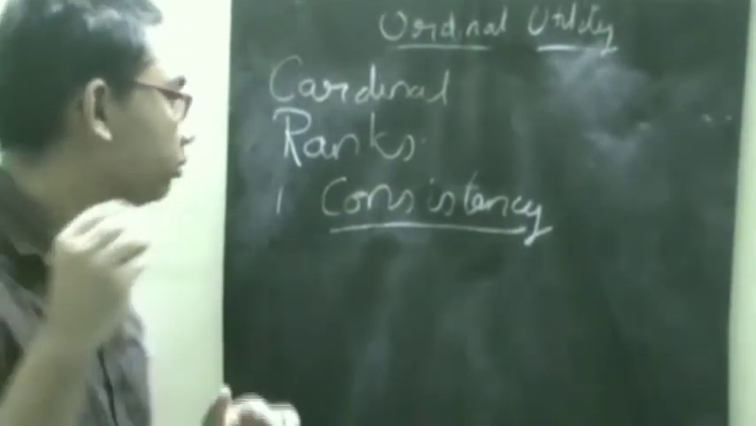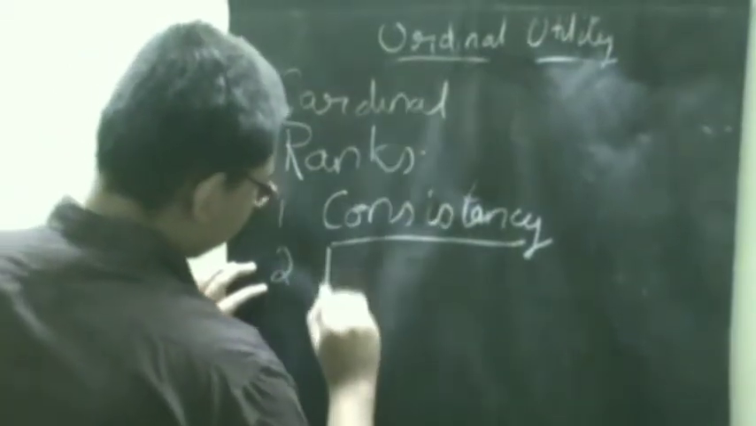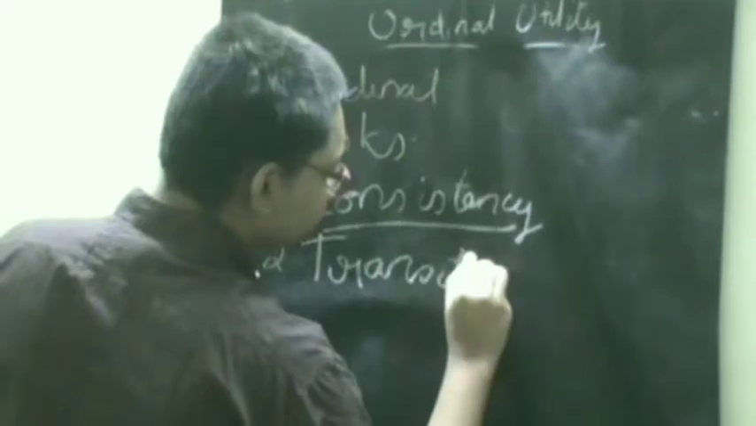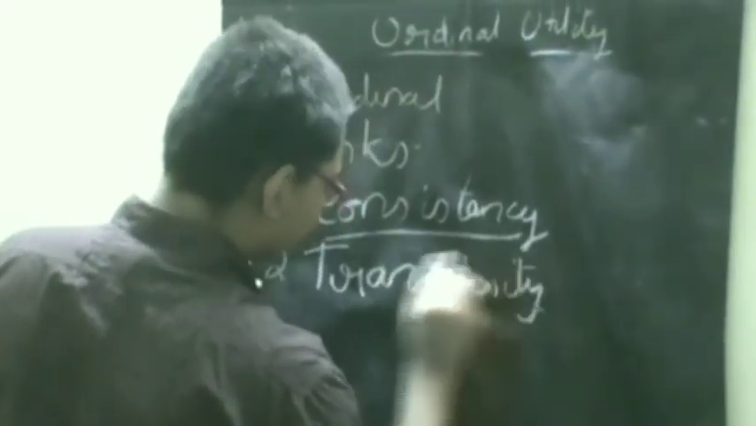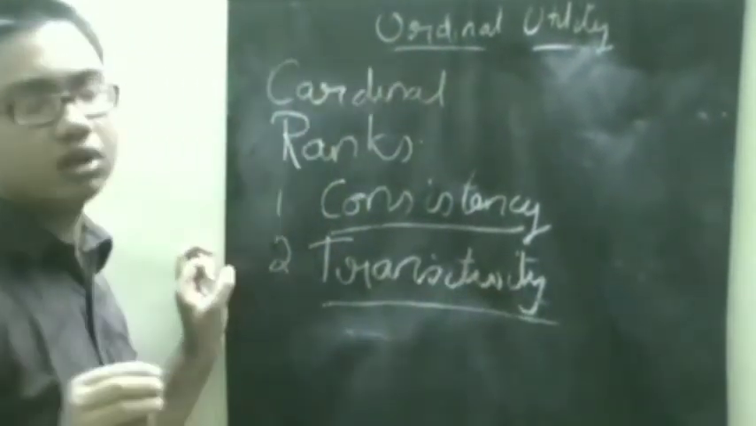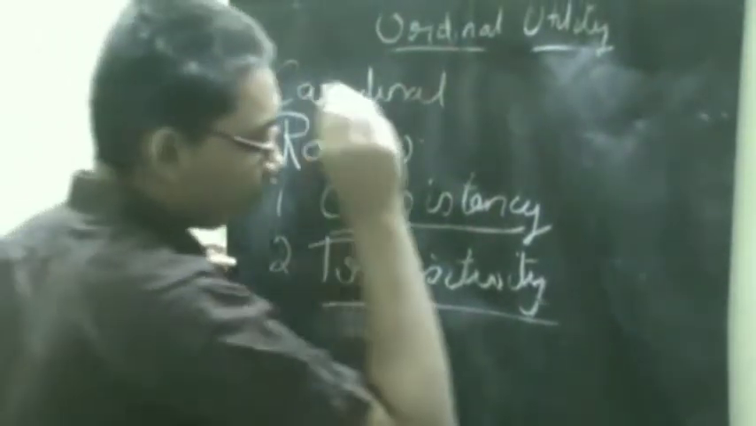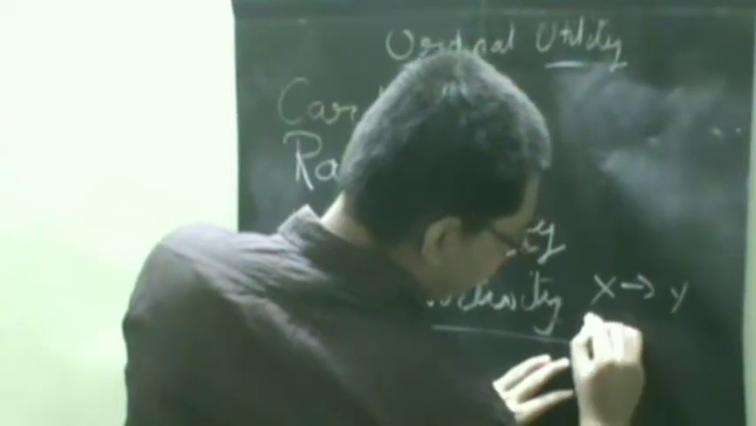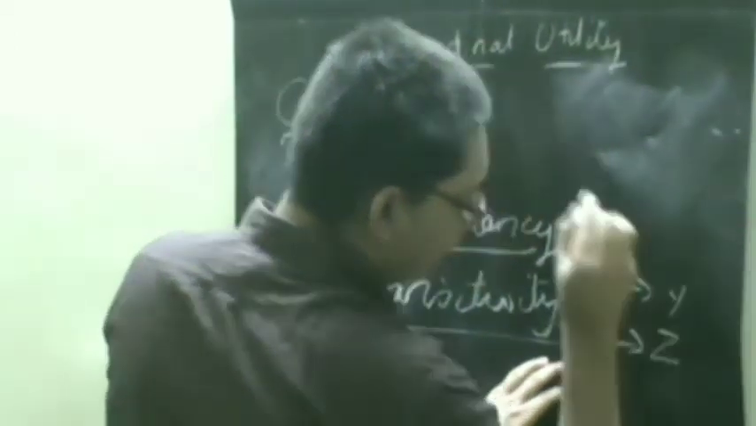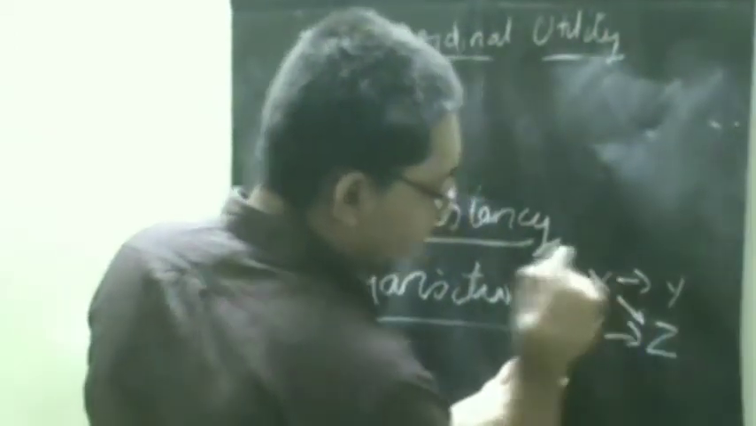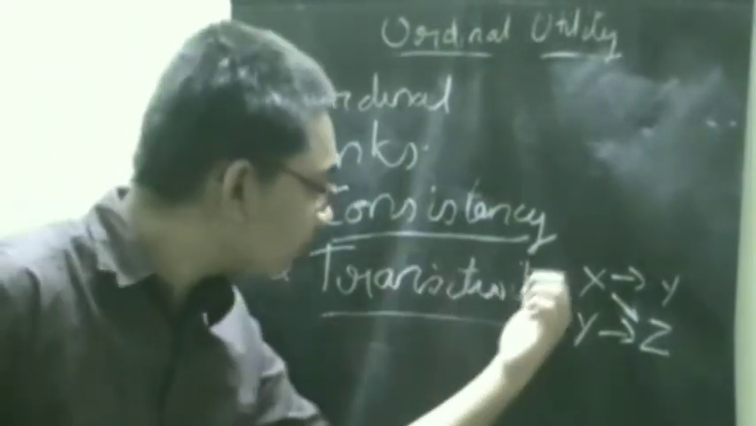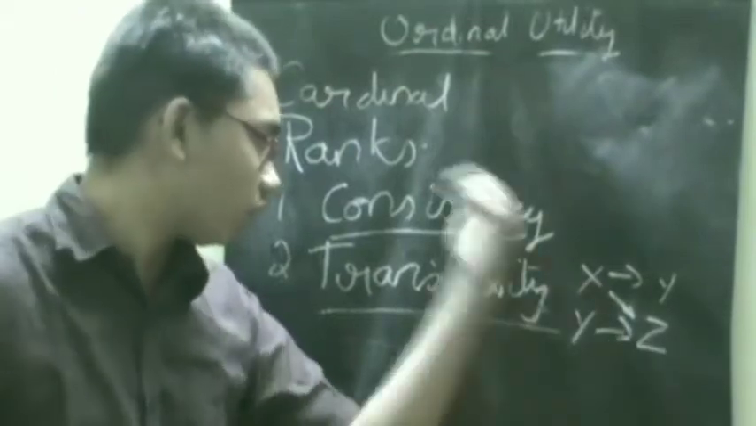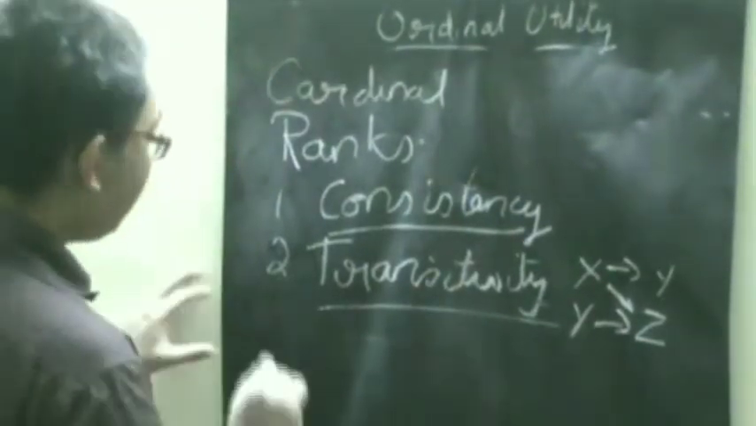Then we are coming to transitivity. Transitivity means if today X is preferred over Y and Y is preferred over Z, then X will be preferred over Z.